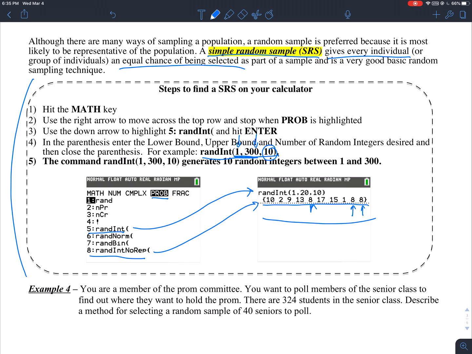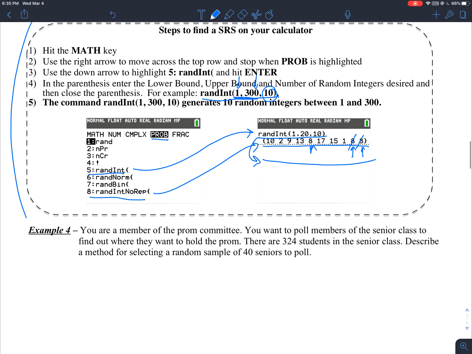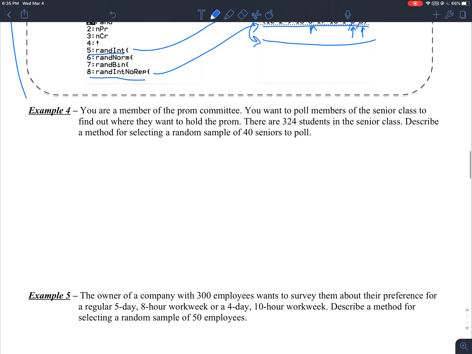Also, you can use randIntNoRep, and that will not have any repeats, depending how old your calculator is. Sometimes randIntNoRep means something else, right? But for the most part, that should work. And if you get repeats, just do the command again, and it will generate another list of random numbers. And you just cross these off and pick the next one that comes up. Okay, something like that.